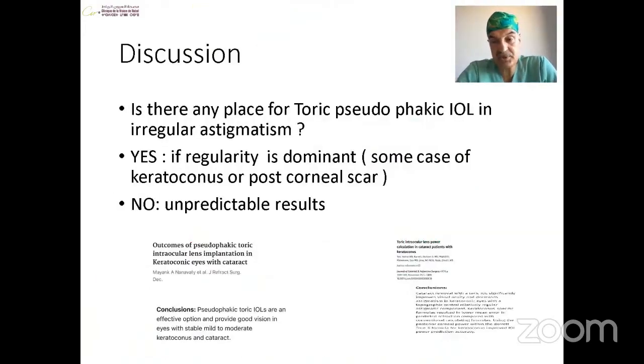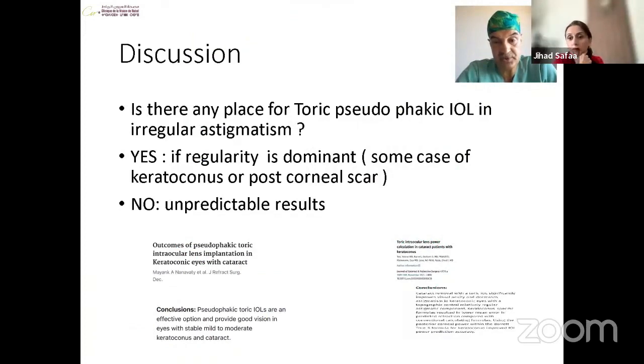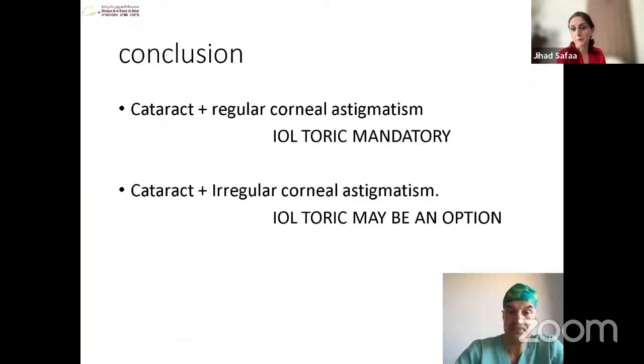It's still a debatable question about the indication of pseudophakic toric IOL in irregular cornea, and I think the answer lies in the tomographic data. We have to do a very good exam about the regular and irregular components for all irregular corneal astigmatism when we are planning to do pseudophakic toric IOL. And the pseudophakic toric IOL should be an option if the regular component is present and dominant in this kind of astigmatism.